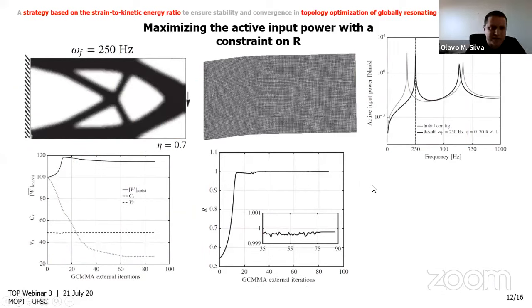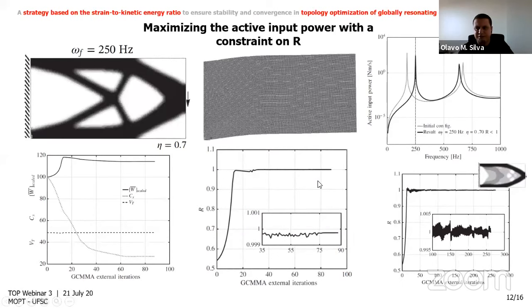First, let's apply this strategy. This is the example for the excitation frequency 250 Hertz. We can now see a well-defined 0-1 layout design. The resonance frequency almost reached the excitation frequency, but here we can't see it due to the discretization of this frequency plot. Here we have the evolution of the normalized measures with fewer GCMMA outer iterations. And here, the evolution of the strain to kinetic energy ratio.